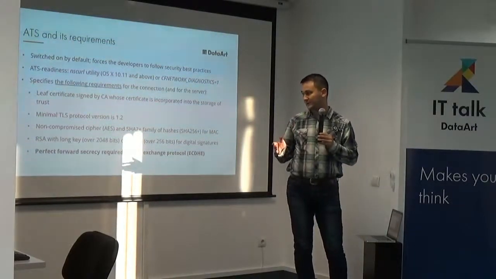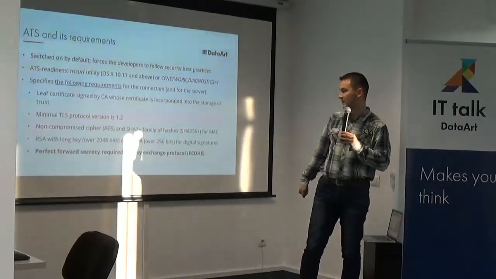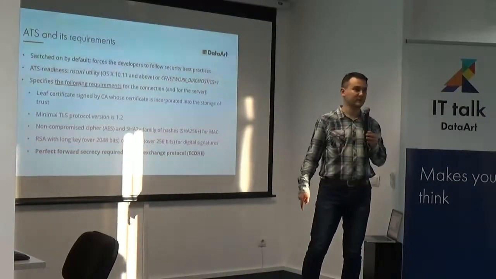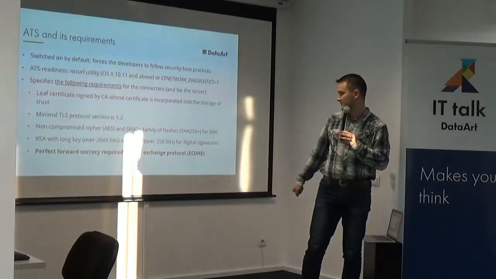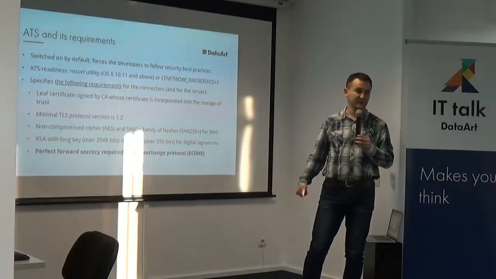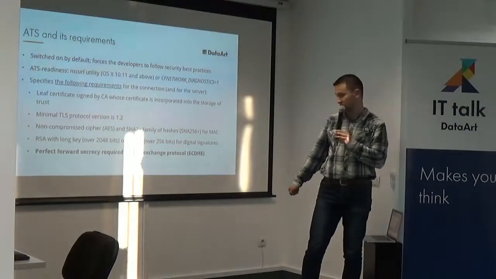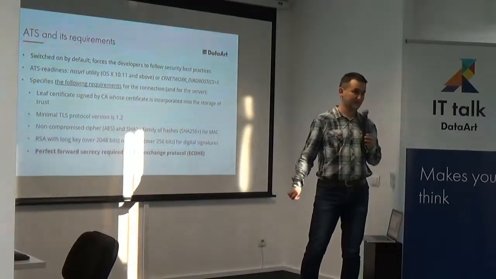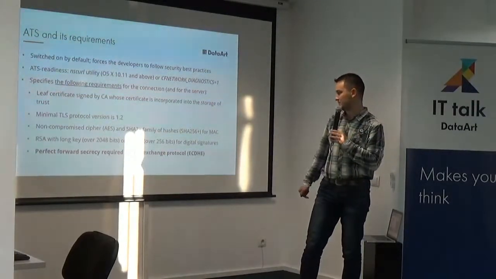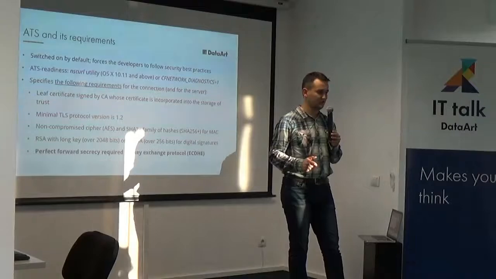The third requirement is RSA with a long key like 2048 bits, or the elliptic curve digital signature algorithm with 256 bits used for digital signatures during the handshake and certificate validation. And the final requirement is the perfect forward secrecy of the cipher suite. The only key exchange protocol in iOS which is compliant with such a requirement is the elliptic curve Diffie-Hellman ephemeral key exchange.